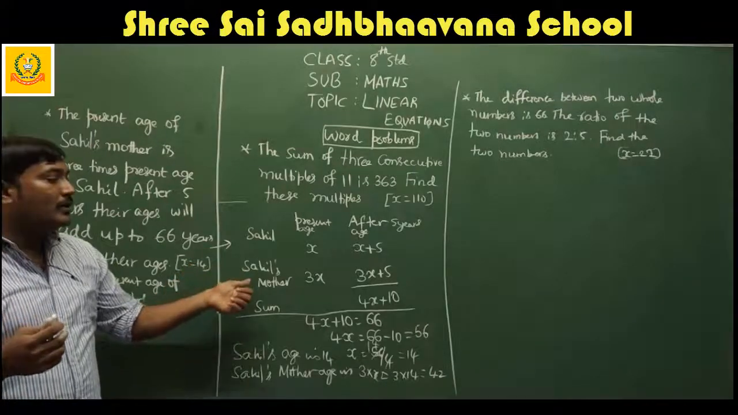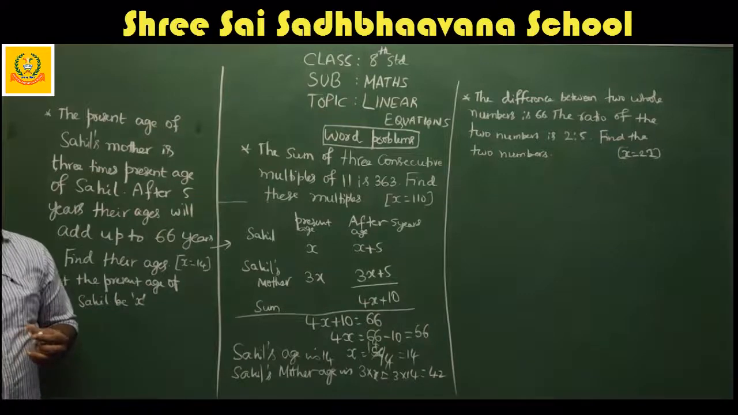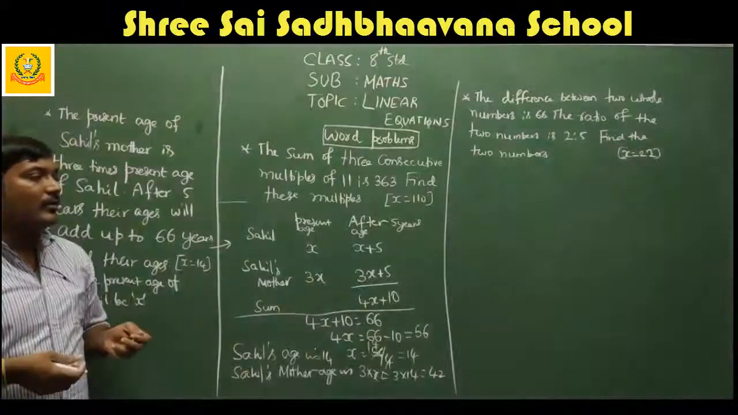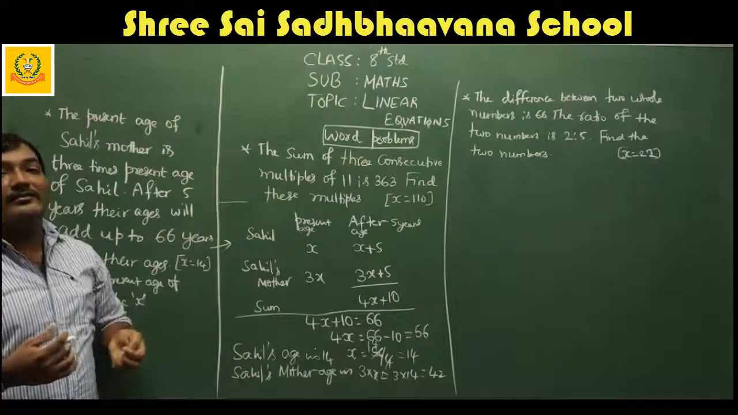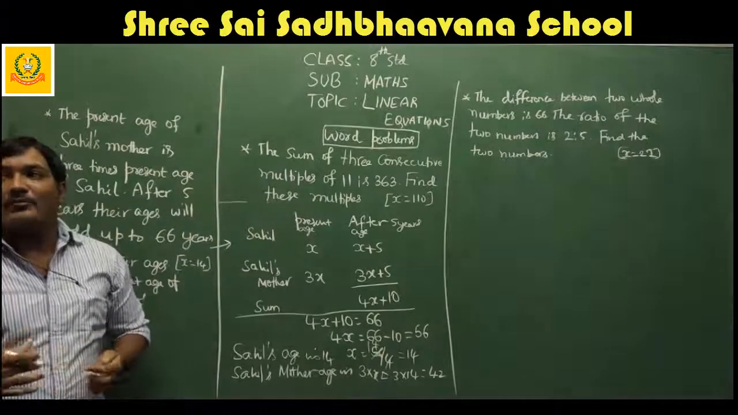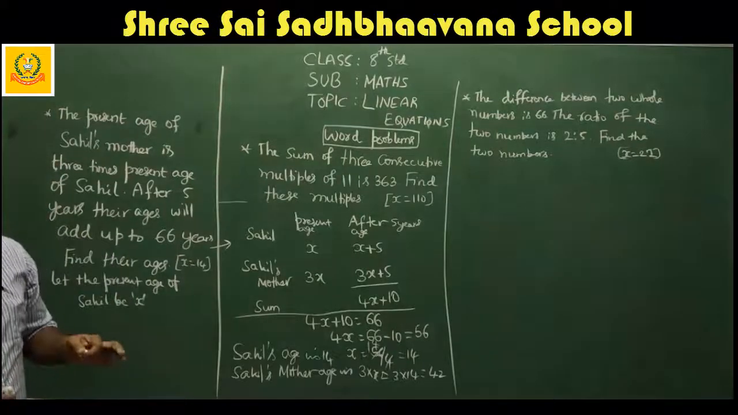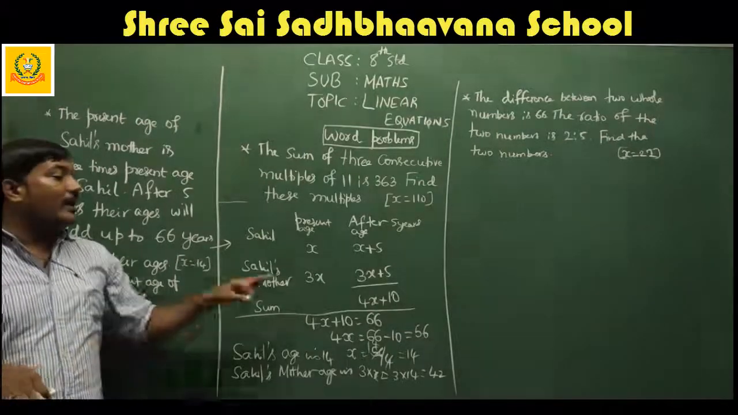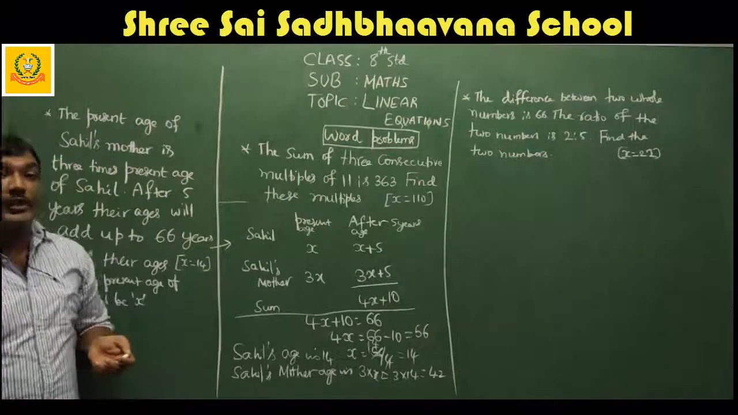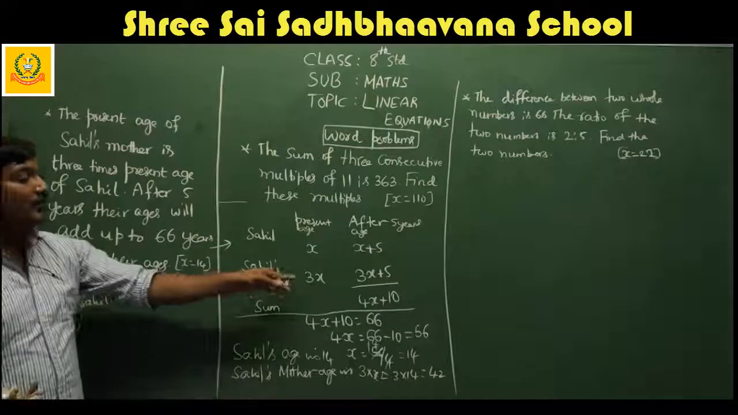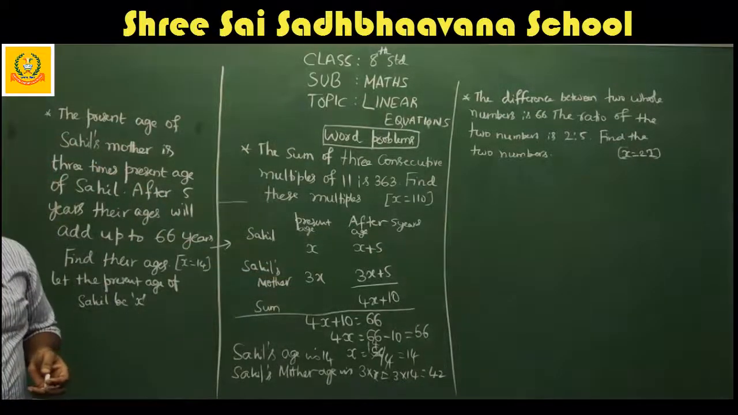Now, after 5 years, Sahil's age will get added with 5. Because obviously if you are 13 right now, after 5 years your age will become 13 plus 5, 18. Similarly, x will become x plus 5. And if your age increases, obviously your mother's age will also increase. So if your mother's age is 3x, after 5 years it will become 3x plus 5.